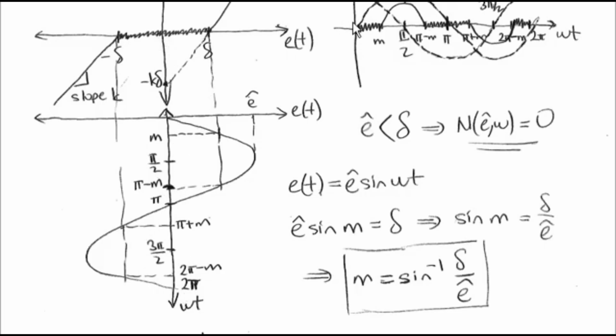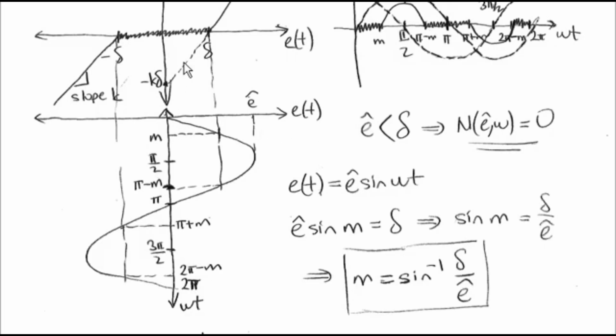In that case, u is going to be completely equal to 0, which means that a0, a1, b1 would all be equal to 0. So if E hat is smaller than or equal to delta, then the describing function is exactly equal to 0. The interesting case is to assume that E hat is strictly larger than delta. In that case, the describing function is non-zero, and we are interested in its value.